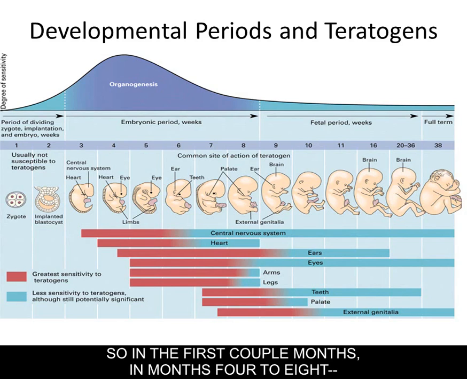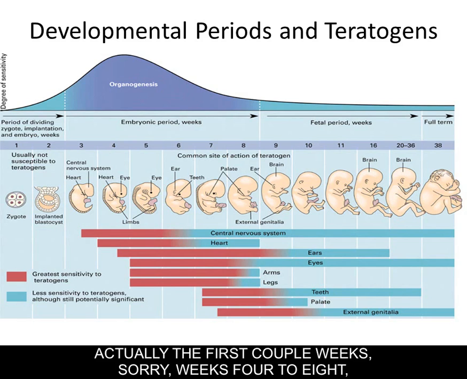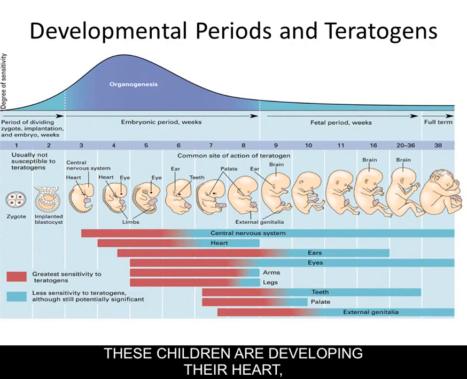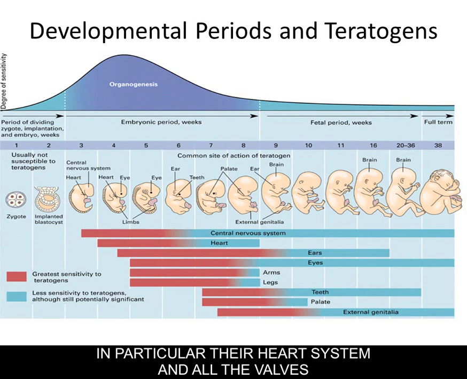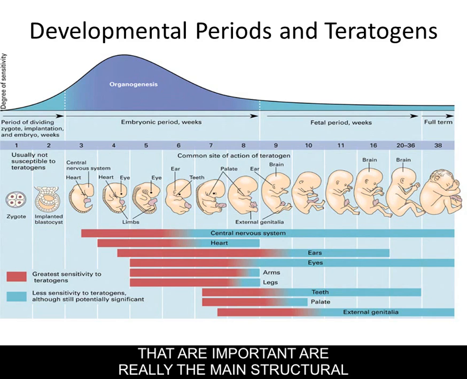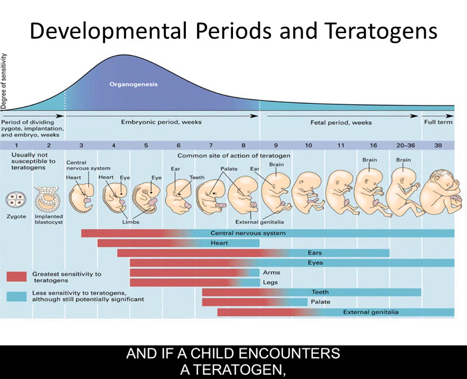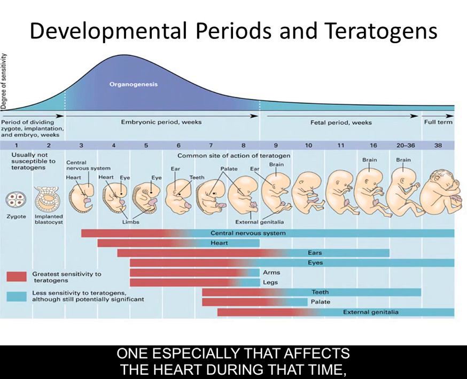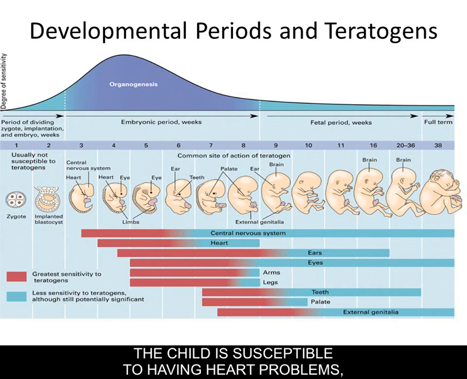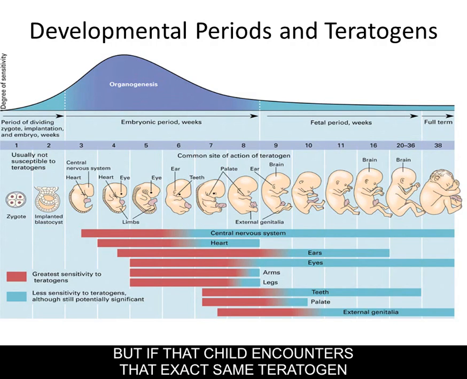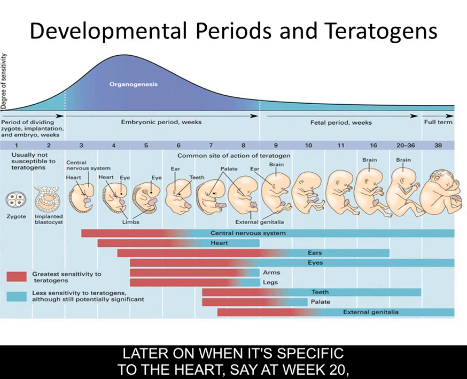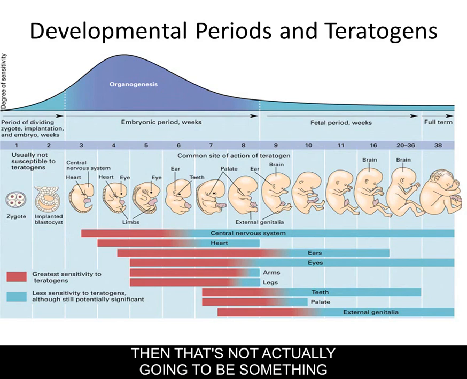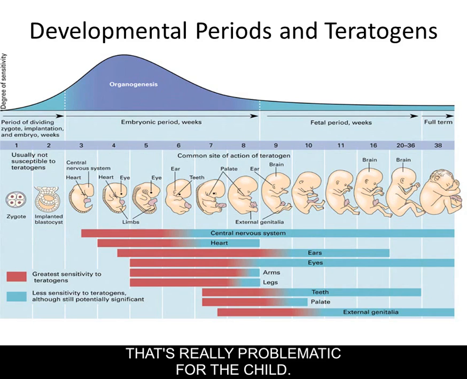So in the first couple of weeks, weeks 4 to 8, these children are developing their hearts, in particular their heart system and all the valves that are important are really the main structural thing that's forming. And if a child encounters a teratogen, one especially that affects the heart, during that time, the child is susceptible to having heart problems. But if that child encounters that exact same teratogen later on, and it's specific to the heart, say at week 20, then that's not actually going to be something that's really problematic for the child.